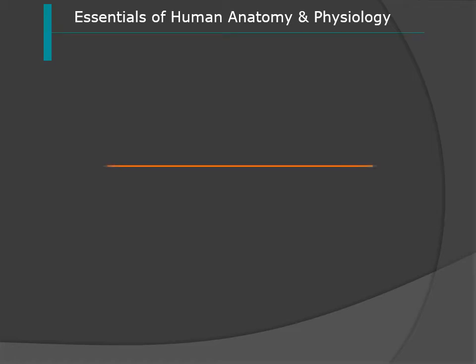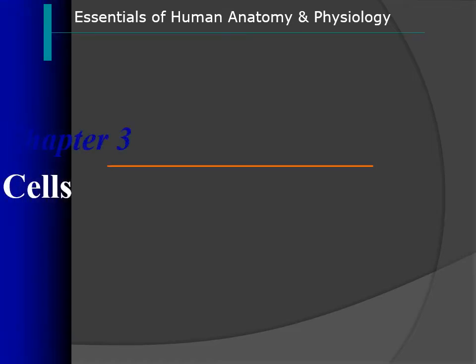All right, so we are on to chapter 3. And with chapter 3, we are now moving up that level of organization. Remember, chapter 1 was just introducing anatomical terminology, the basis for homeostasis, and why it's important. Chapter 2 was on the chemical level of organization. Now we're on chapter 3, where we're actually talking about cells.